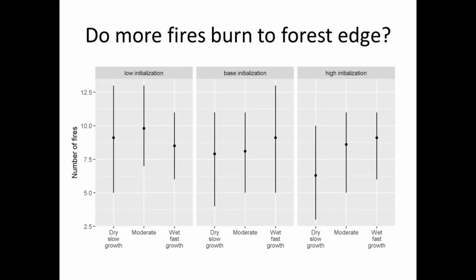And another question: do more fires burn to the forest edge? With this, we were able to look at the perimeter of the fire and see how many of those perimeters went up to the edge of the forest. Here we have the number of fires and then the different uncertainties at the bottom: the dry, slow growth, moderate, and wet, fast growth with different initialization conditions. One piece of information that we haven't gotten from the park yet is the historic information on how many burn to the edge of the forest. That'll be really useful to compare with these, but there doesn't seem to be a difference across our uncertainties here, at least.